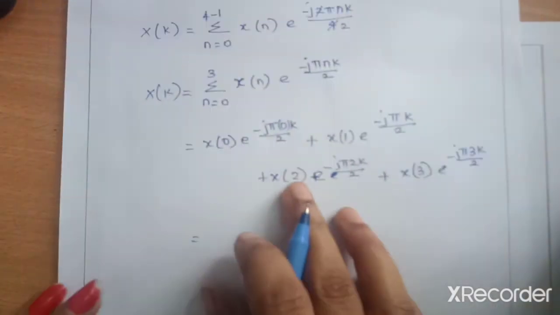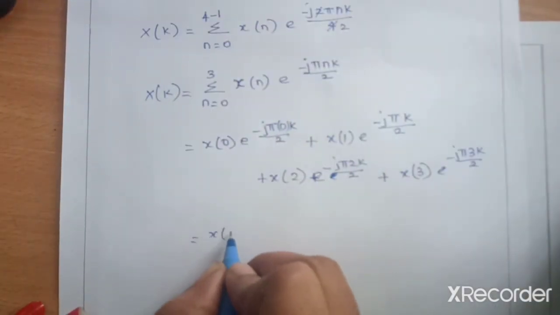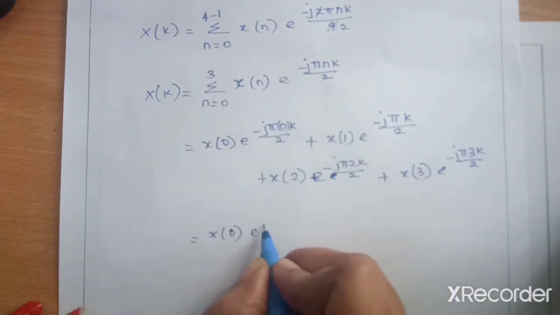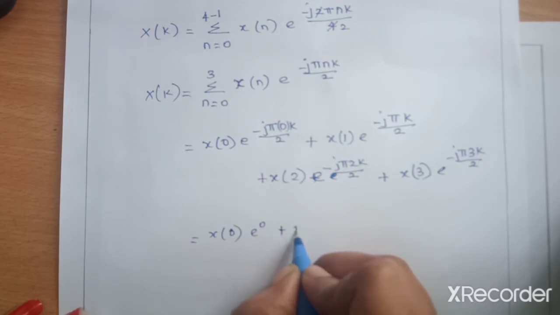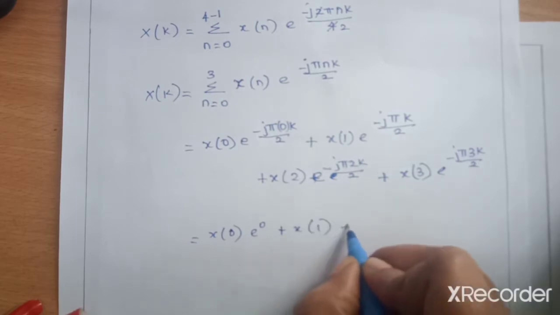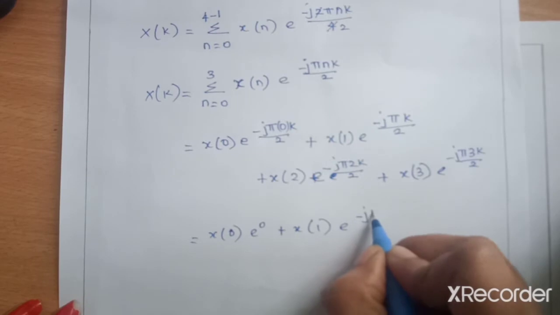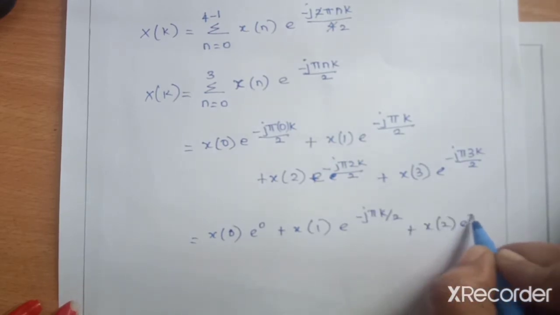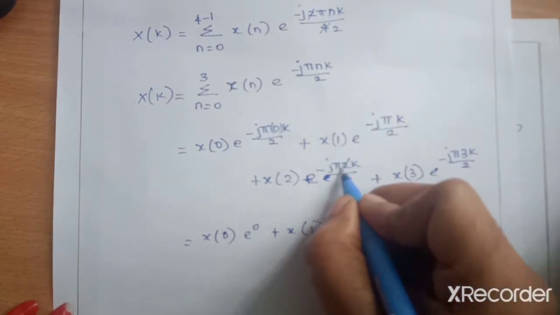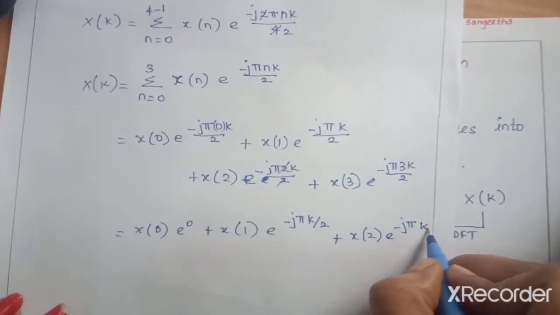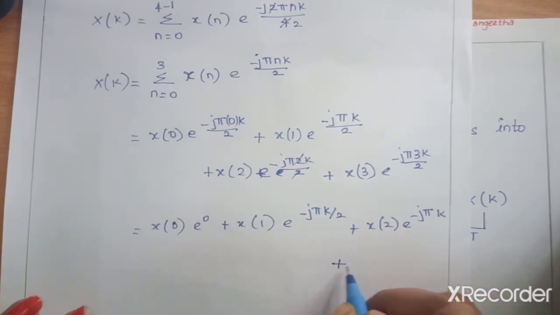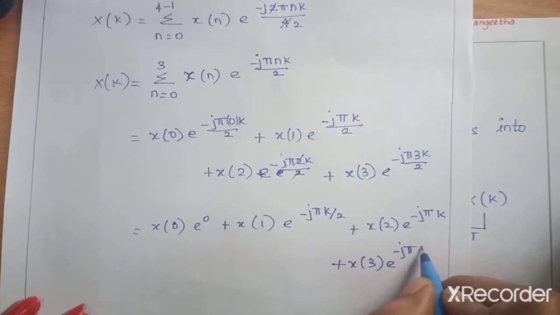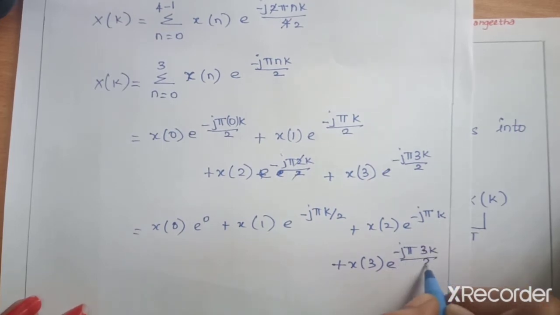So next you have to solve this. X of 0 into e power 0 plus x of 1 e power minus j pi k by 2 plus x of 2 e power minus j pi, the 2 cancels, k plus x of 3 e power minus j pi 3k divided by 2.